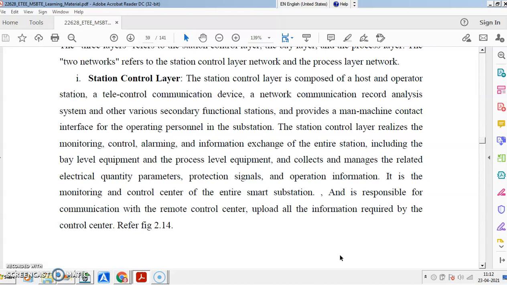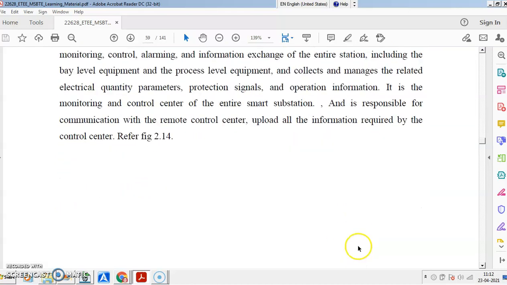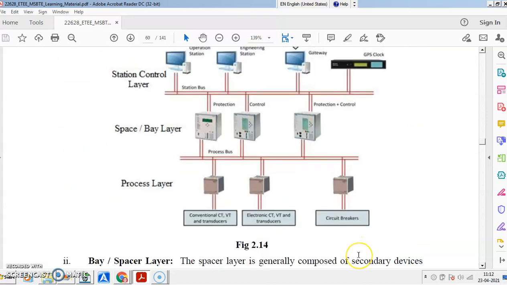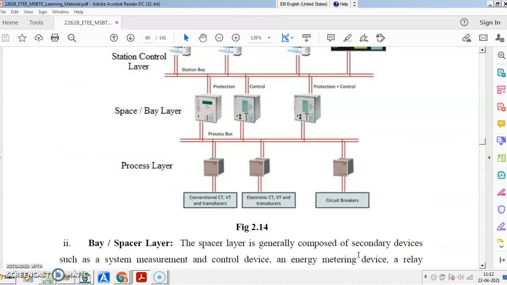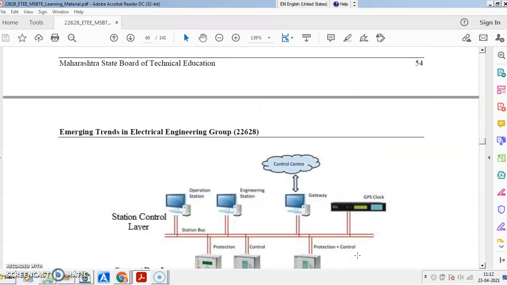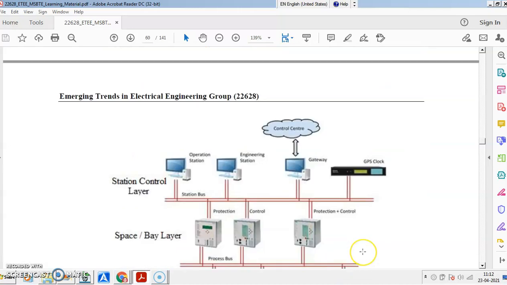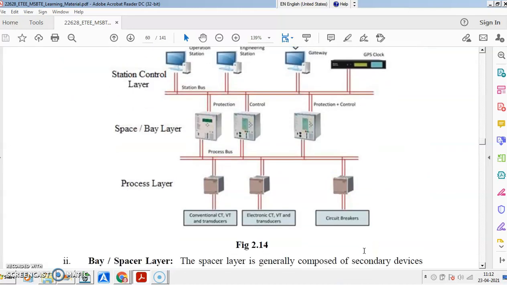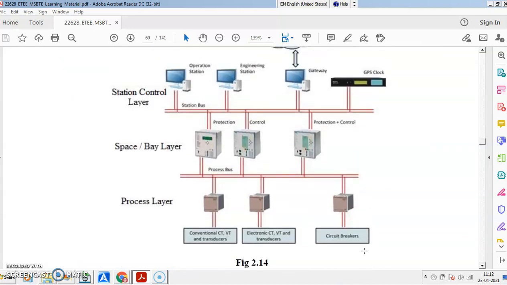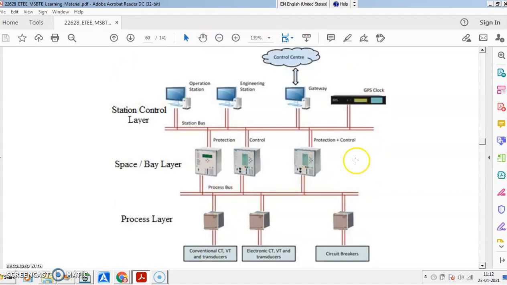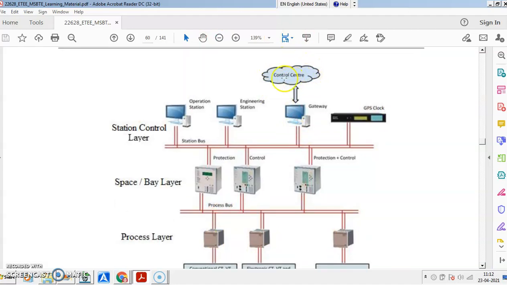Upload all the information required by the control as per the figure referred below. The figure is given to you. So what we have, especially, is the station control layer. This particular layer is also explained with the figure. So you have all of this. This is the station bus, this is the process bus. These are smart devices, keep in mind. Control center, you may have two-way communication.